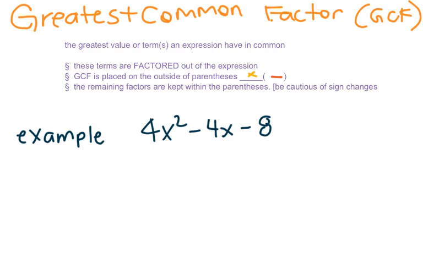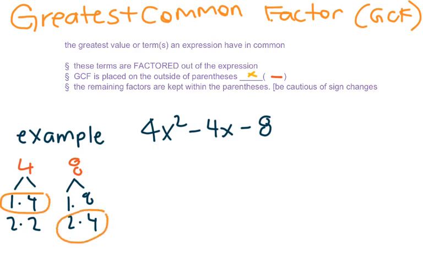So here's an example real quick on greatest common factor. So we look at all three of our terms, 4x squared minus 4x minus 8, and we ask ourselves, is there any term that they have in common, number or variable? Well, I know my even numbers automatically all have 2 in common, and I see that for 4, we have 1 times 4 and 2 times 2. For 8, we have 1 times 8 and 2 times 4. Well, what is the greatest number that they have in common? They have 1 in common, they have 2 in common, they have 4 in common, but 4 is the greatest number, so we're going to choose those two factors.